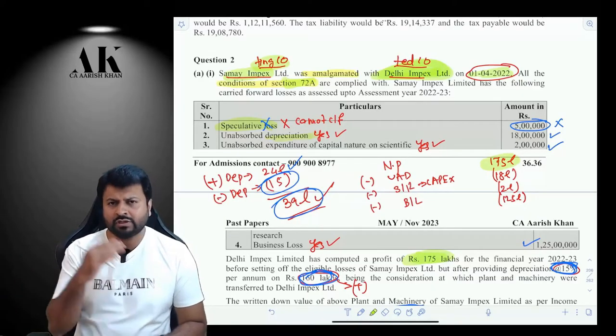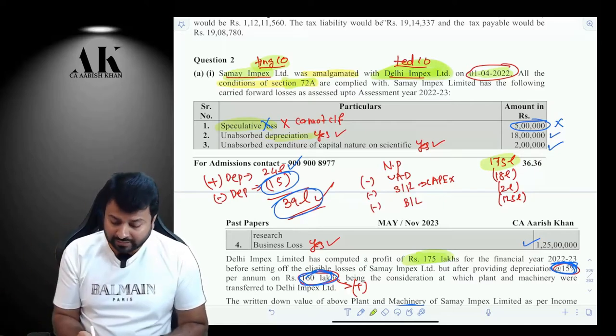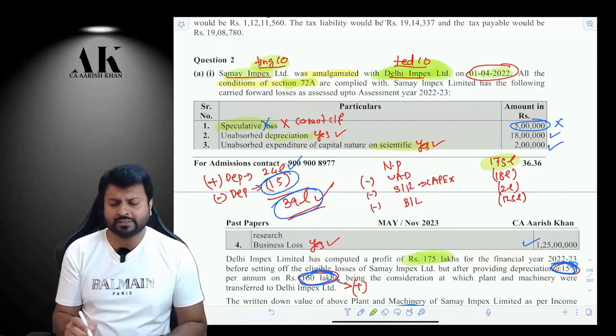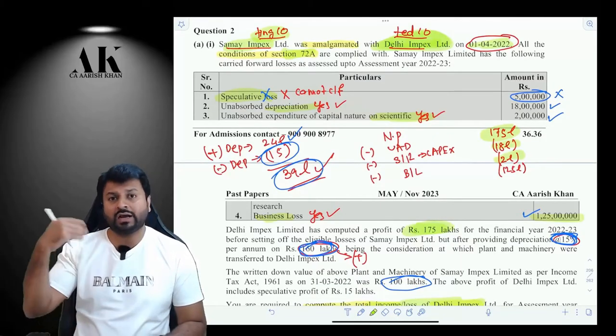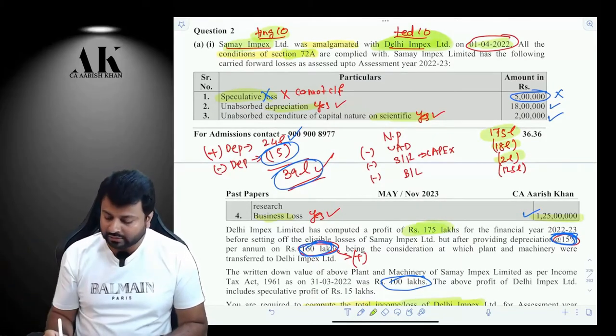Unabsorbed depreciation is allowed to carry forward by the amalgamated company? Yes. Whether the unabsorbed expenditure of capital expenditure allowed? Yes, that is also allowed. Whether business loss is allowed? Yes, that business loss is allowed for another 8 years. In fact, that is a greater benefit over here. So you can take this benefit also.